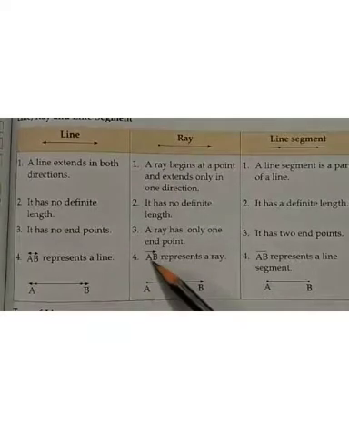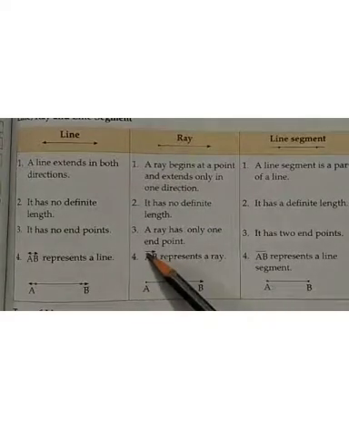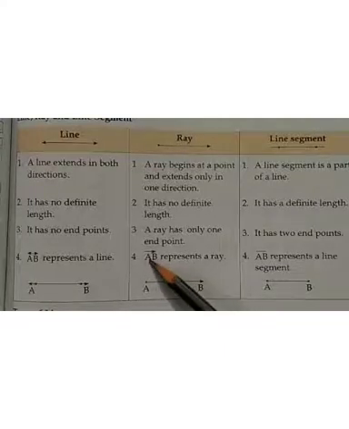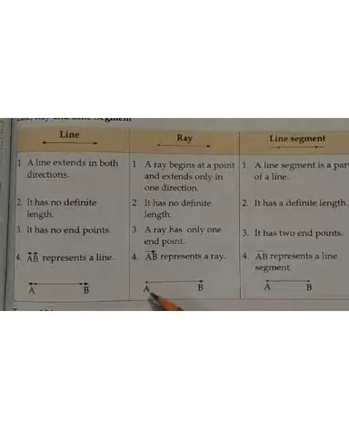A ray is represented by drawing a small ray above the capital letters AB. This shows ray AB. You can draw ray AB in this form.